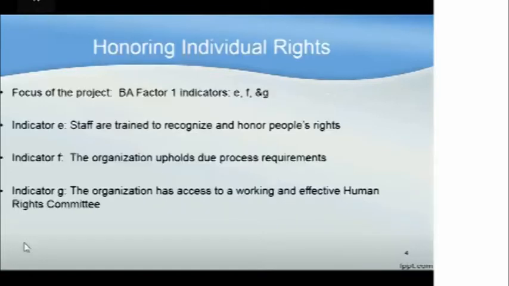The focus of my project is Basic Assurances Factor 1 indicators E, F, and G, and you are probably familiar with these. Indicator E, staff are trained to recognize and honor people's rights. Indicator F, the organization upholds due process requirements. Indicator G, the organization has access to a working and effective human rights committee.